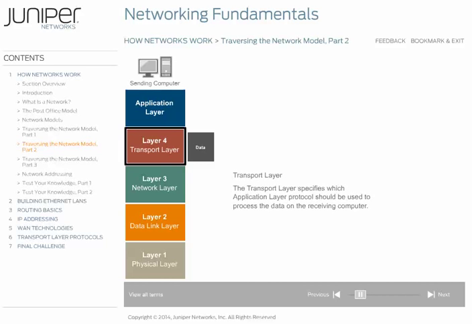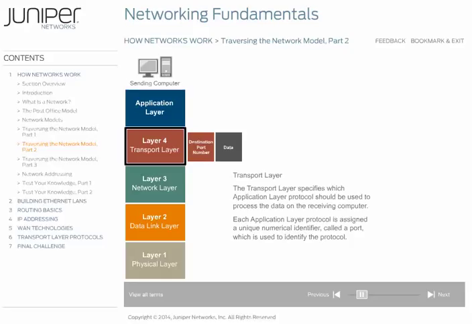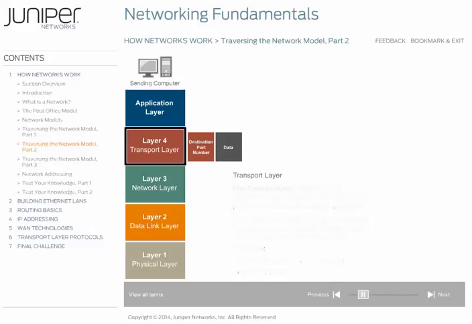The transport layer specifies which application layer protocol should be used to process the data once it arrives on the receiving computer. Each application layer protocol is assigned a unique numerical identifier called a port. Note that this port is a software port, not a hardware port. For example, HTTP uses port 80, DNS uses port 53, and SMTP uses port 25. This destination port number is analogous to the recipient's name on our envelope.